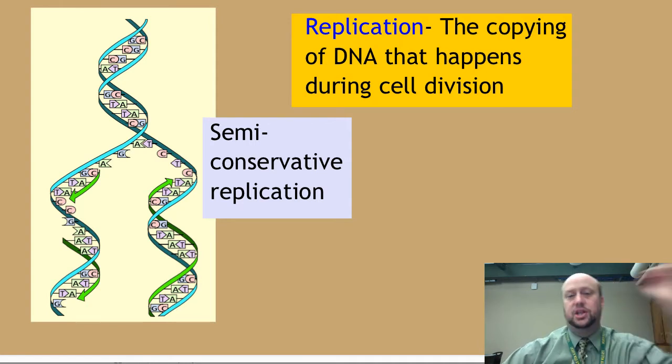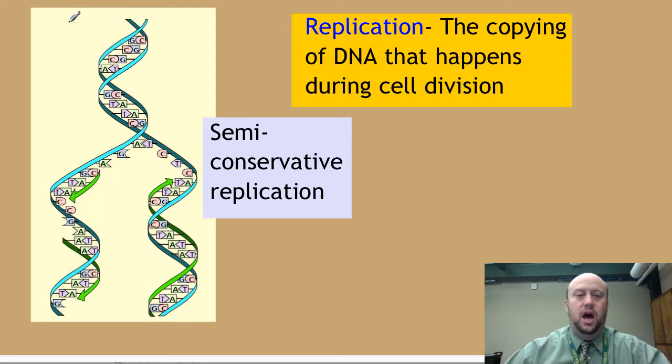So what is replication? Replication is the DNA getting copied. If you remember back to our processes of mitosis, this is one of the things that happens: we have to have replication occurring. The DNA has to copy itself so that when we split the cells up, we've got two cells that have identical DNA.